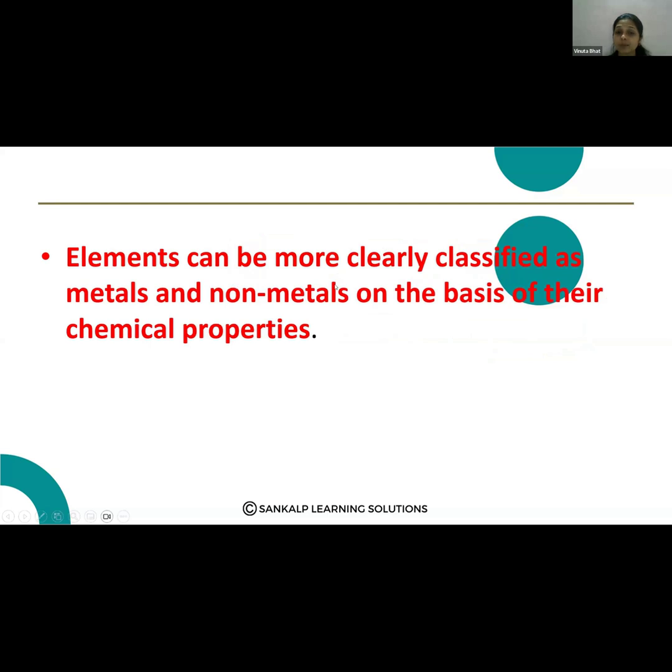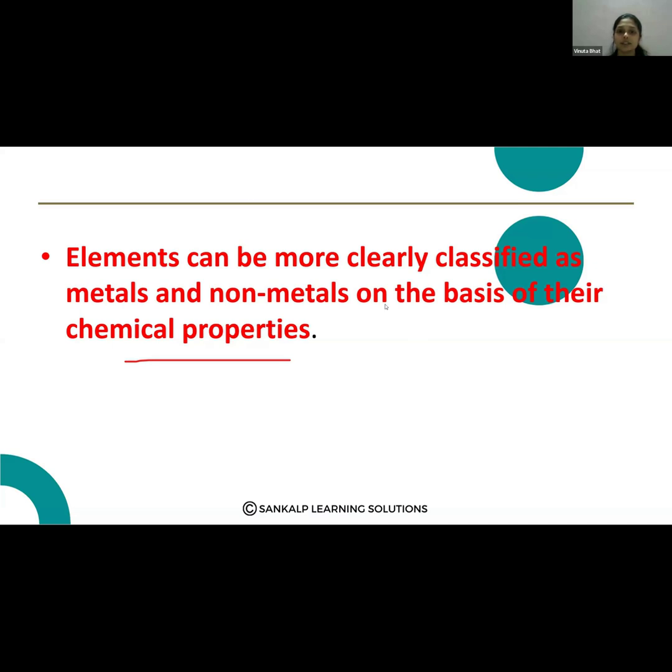Elements can be more clearly classified as metals or non-metals on the basis of their chemical properties. Now what we have studied is the physical properties of the metals and the exceptions, and why these elements are not classified by using physical properties. Now let us see the chemical properties.